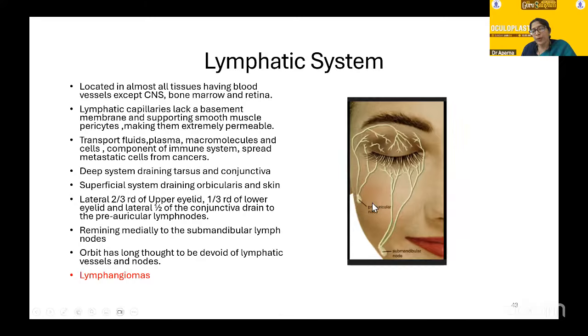The superior lid lateral 2/3 and the inferior lid lateral 1/3, and the lateral half of the conjunctiva drain into the preauricular lymph node, as is depicted in the diagram. The rest of it drains into the submandibular node.